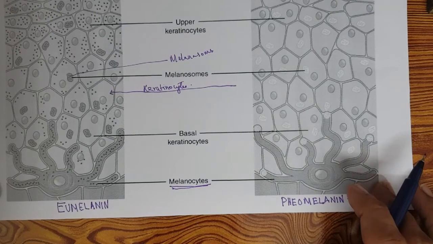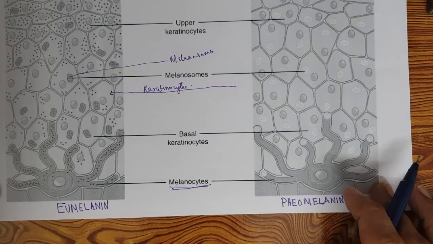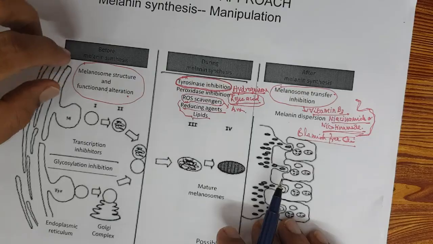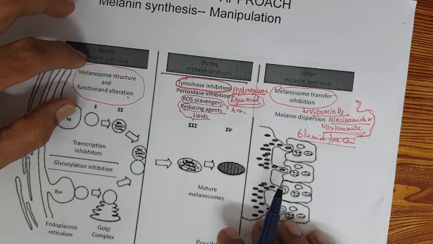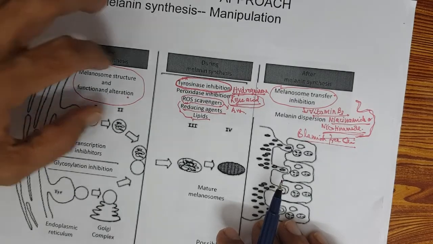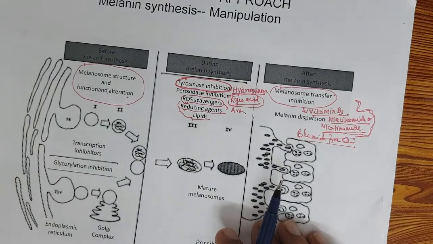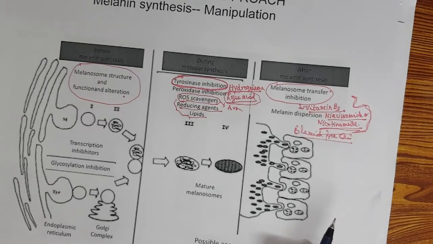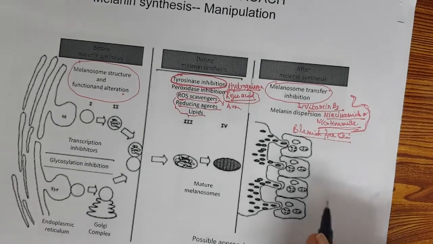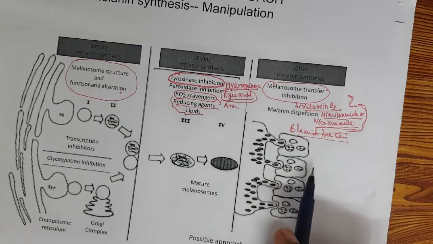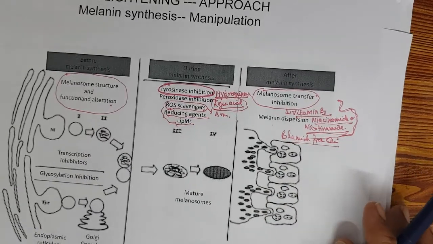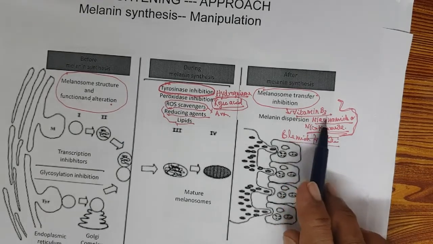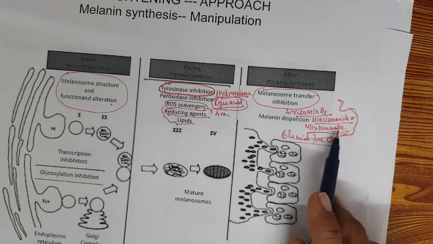This is what I want to be clear. What we can do before melanin synthesis is not much in practice, but during melanin synthesis, tyrosinase inhibition is used widely in pharmaceuticals, and after melanin synthesis, controlling the dispersion of melanin is widely used in cosmetics. One of the ingredients is niacinamide or vitamin B3. It's called vitamin B3 or nicotinamide.